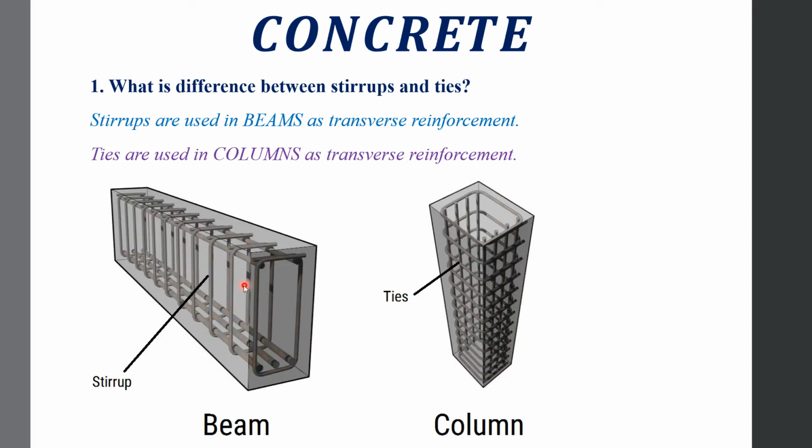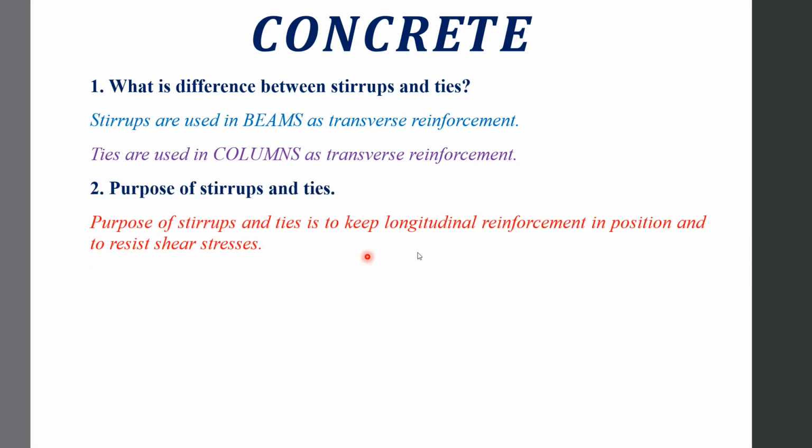Simply, we can see in the figure, this is longitudinal reinforcement for the beam, and these are longitudinal bars for columns. So the basic purpose of these ties or these stirrups is to keep these main bars at their specified position. And the second purpose is to resist shear stresses or shear forces. So these both are the main purposes for which stirrups and ties are used in columns and beams.